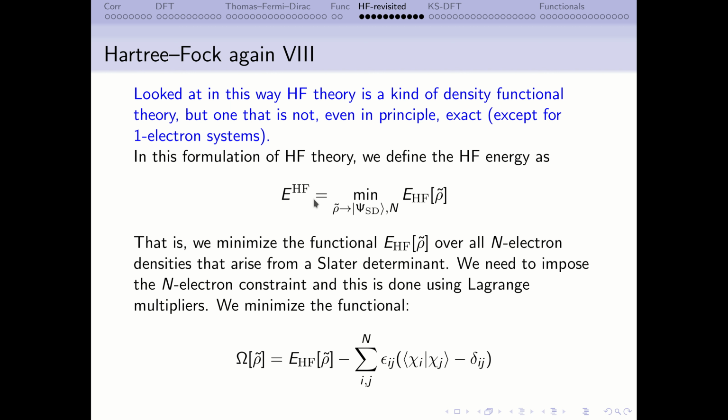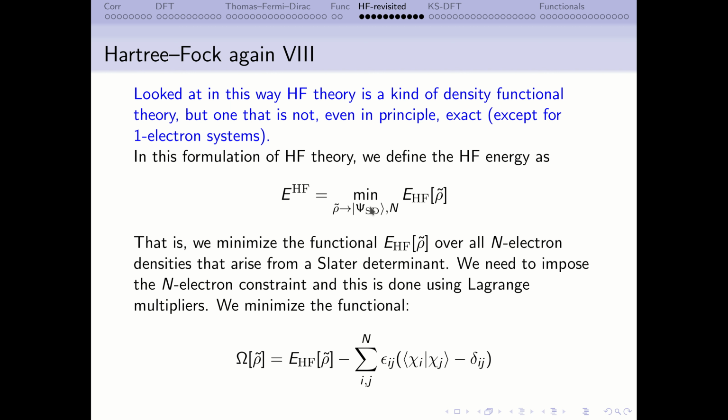Now, formally, the density rho tilde is a function of the composite coordinate x. So it has 3 spatial coordinates and 1 spin coordinate in it. That's 4 dimensions. If I give you any 4-dimensional function, can you guarantee that it corresponds to a single determinant with n electrons? The n electrons part is easy. Integrate rho tilde over all coordinates, you should get n. If you don't get n, it doesn't correspond.